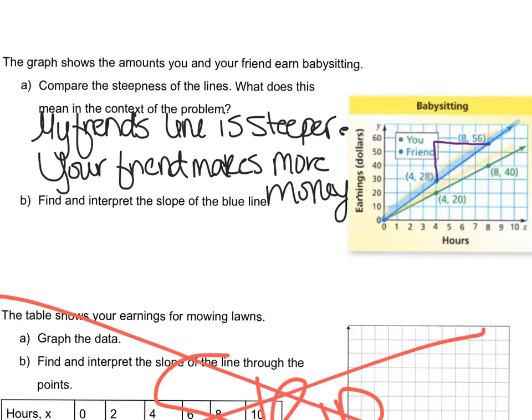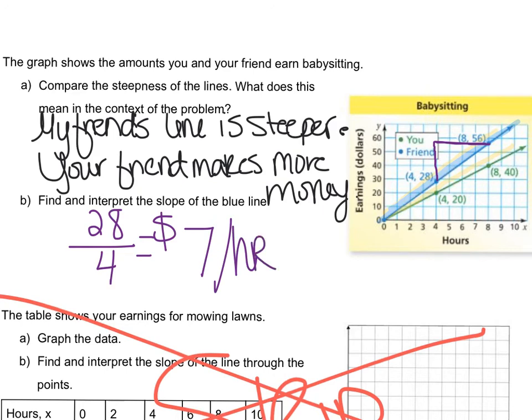So I rise from 28 to 56. So the difference between those, 56 minus 28, is 28 over, and then the difference, so you're running 4, from 4 to 8, that is 4. So your slope is 7, but what does that mean? It means your friend makes $7 per hour.